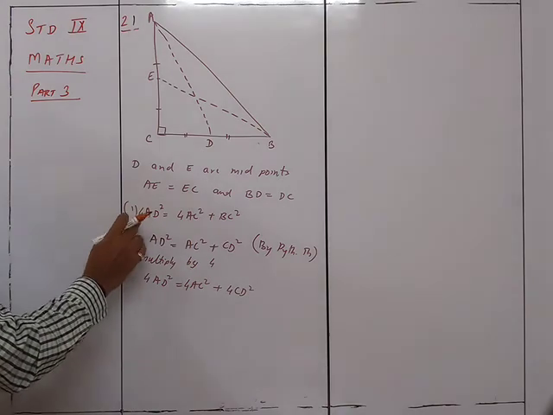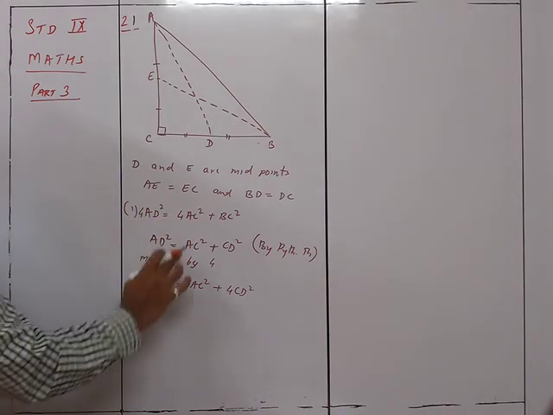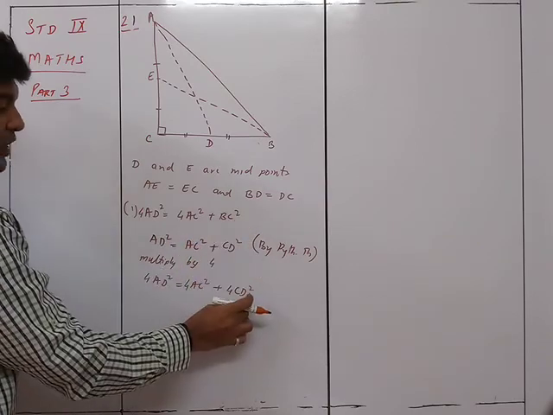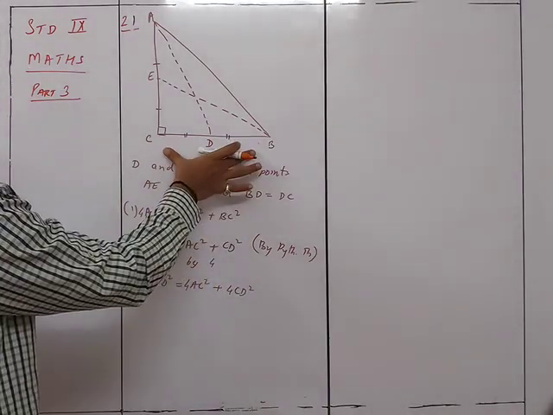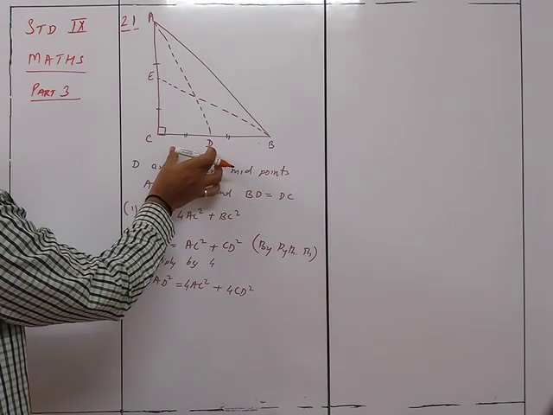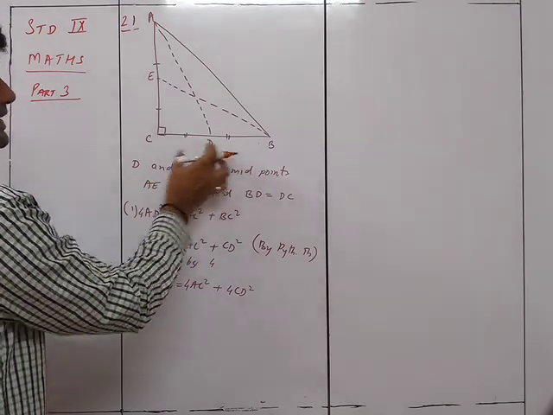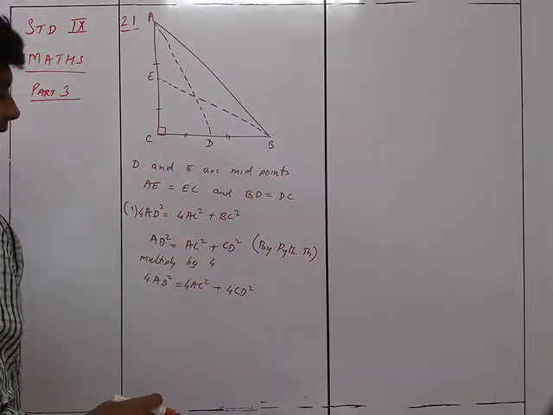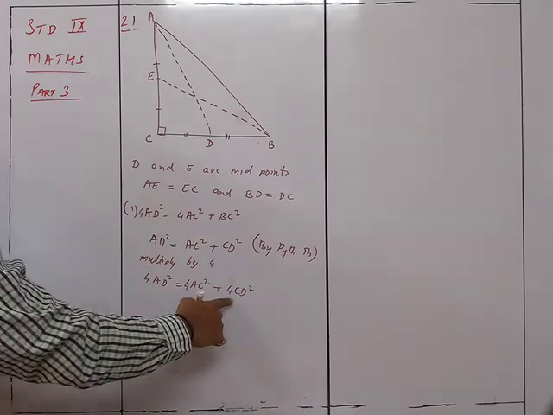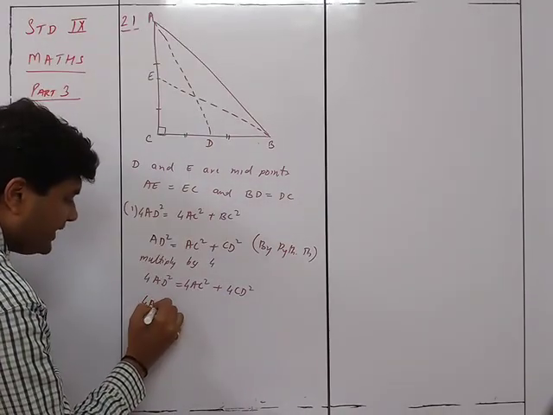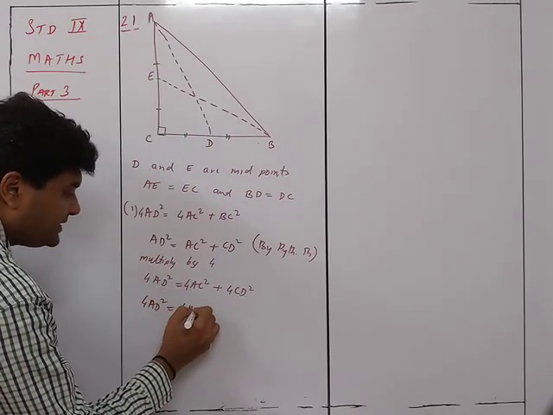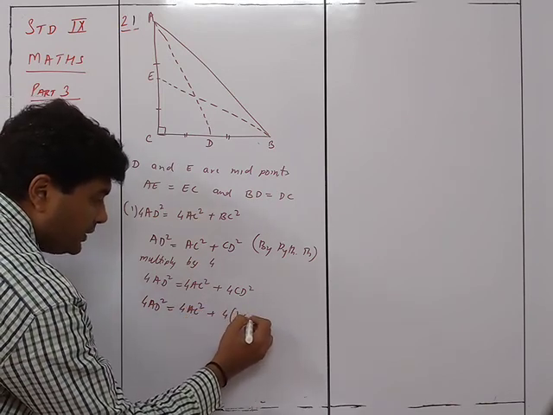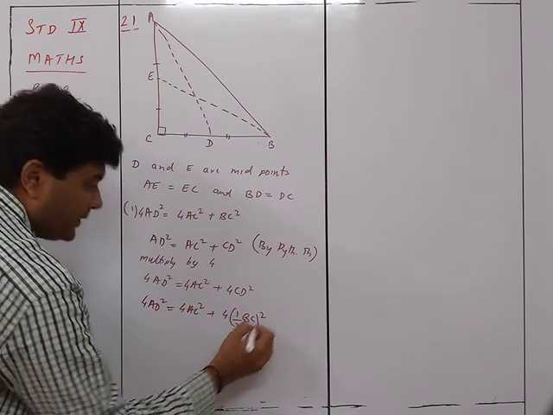Now, I can see 4AD square, I got it. 4AC square, I got it. Now, instead of BC square, I got 4CD square. BC is this big, CD is so small. But I know that CD and BD are same. So instead of CD, can I write over here half BC? So I can say 4AD square is equal to 4AC square plus 4 into half BC the whole square.